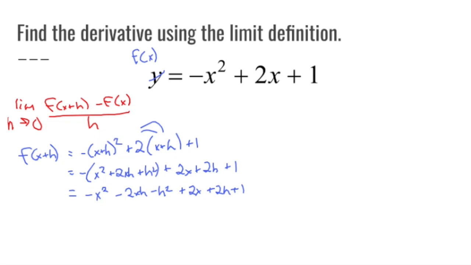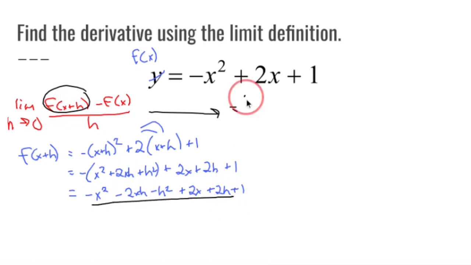Now, over here, I'm going to rewrite this. I already know that f of x plus h is this. So I'm going to write out the limit as h approaches 0 of f of x plus h, which is negative x squared minus 2xh minus h squared plus 2x plus 2h plus 1. Now, I'm going to subtract f of x. I know what f of x is.